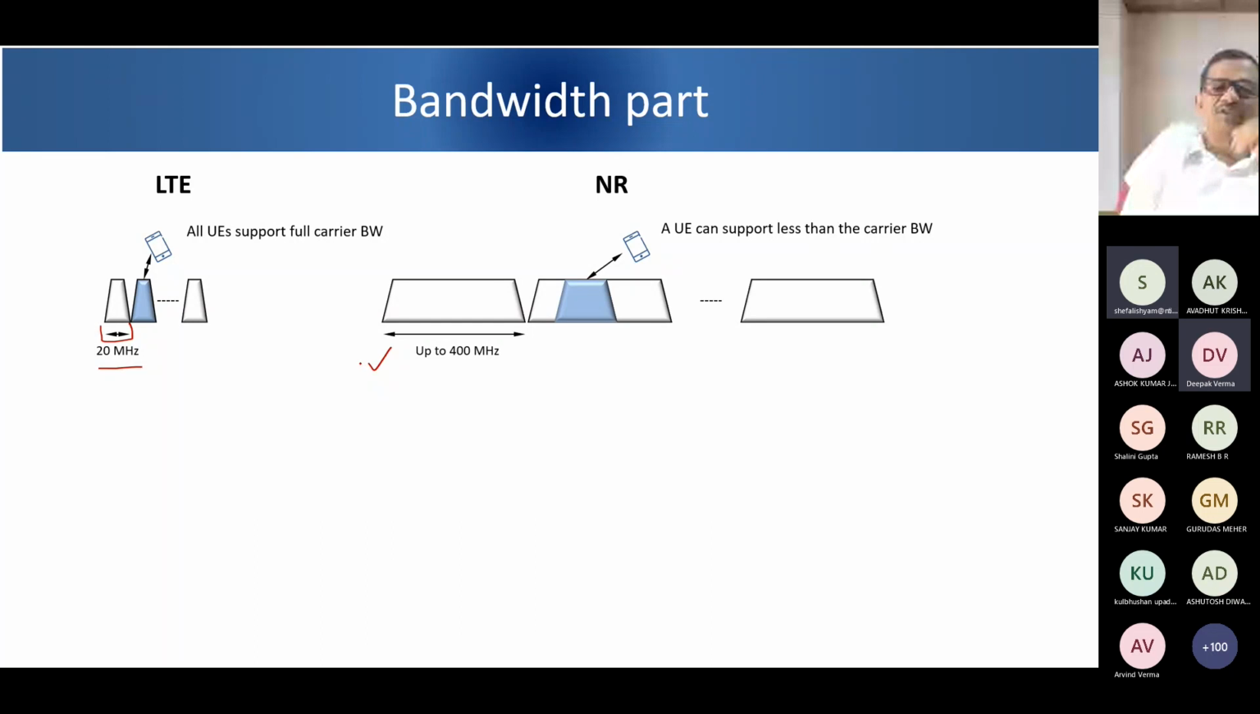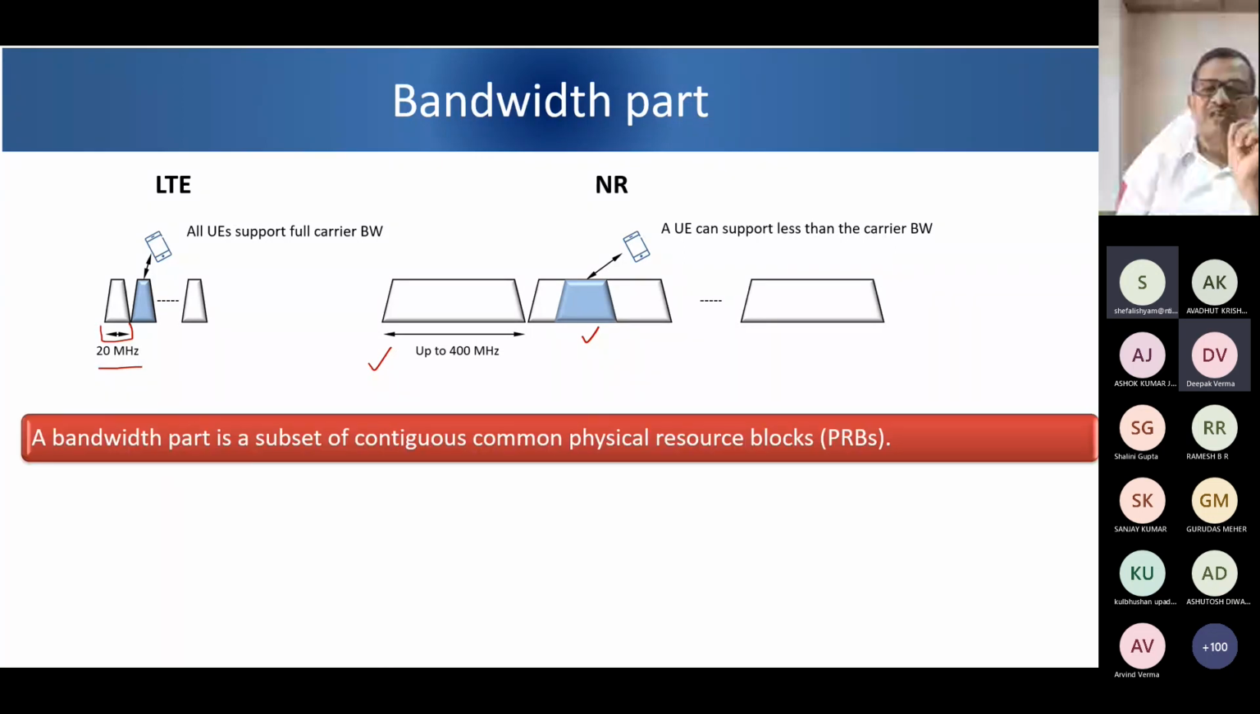But in case of 5G, since we support up to 400 megahertz, it was not wise to make it mandatory for a device to operate on the full channel bandwidth. So the concept of bandwidth part came, that you can divide the channel bandwidth into chunks of bandwidth part, right? And your device can use any of them, either the smaller bandwidth part or the bigger bandwidth part as per the requirement.